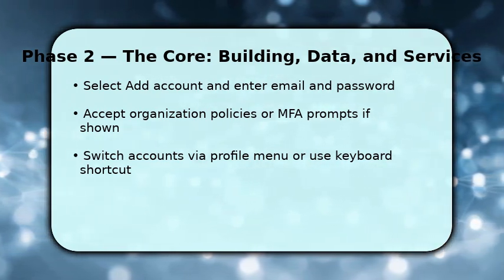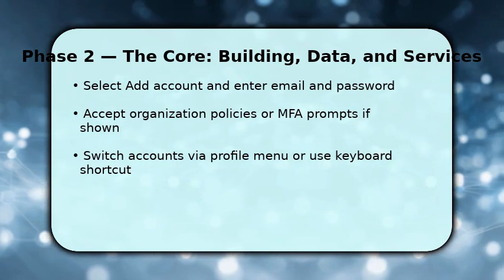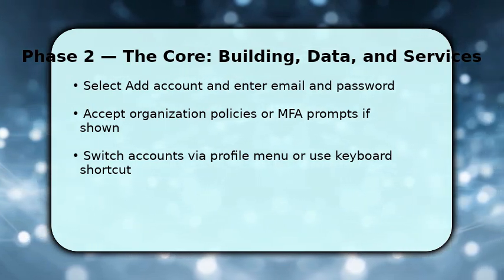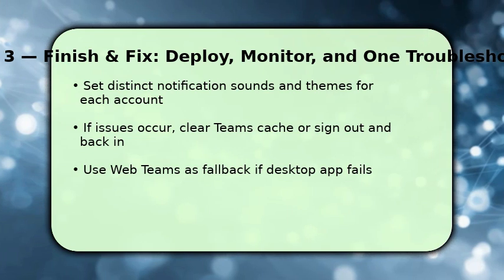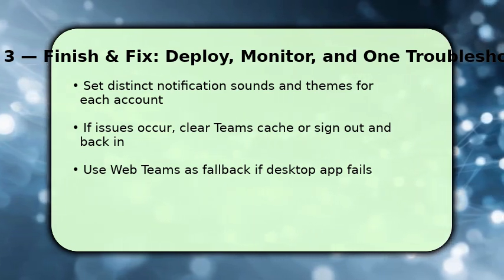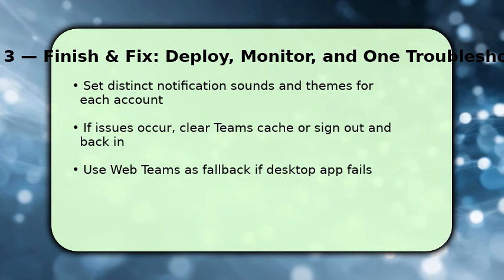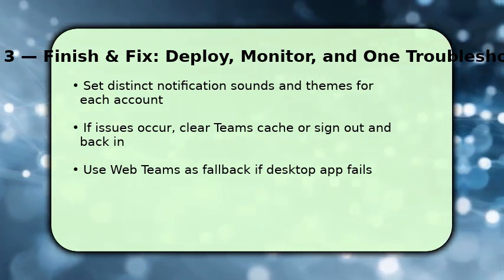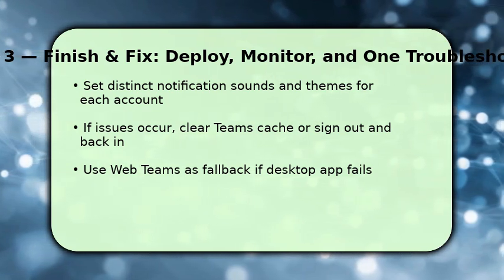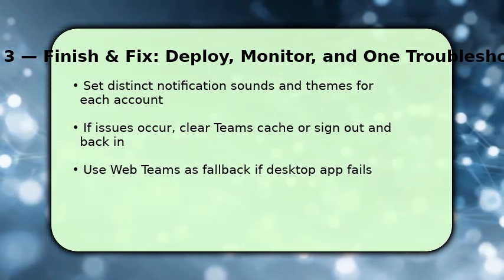Make sure each account's notifications are configured. Otherwise, you might miss messages from the other account while multitasking. Finish by customizing notifications and appearance for each account so you can tell them apart quickly. This reduces mistakes. If syncing problems or missing chats appear, close Teams, clear the cache, then reopen. That often resolves account state issues.